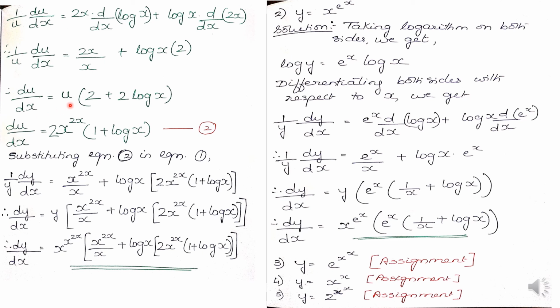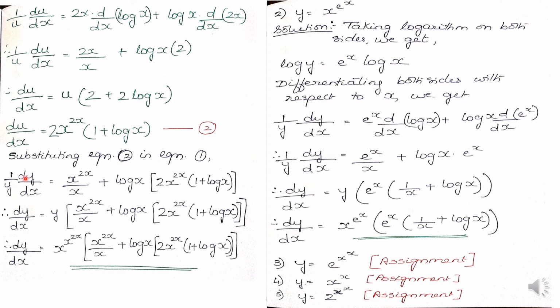So du by dx is equal to u into, the u has gone to the RHS, as you can see, u into x and x gets cancelled here. Thus we get 2 plus 2 log x. So du by dx, by substituting the value of u, we get this answer for du by dx. Suppose this is equation 2.